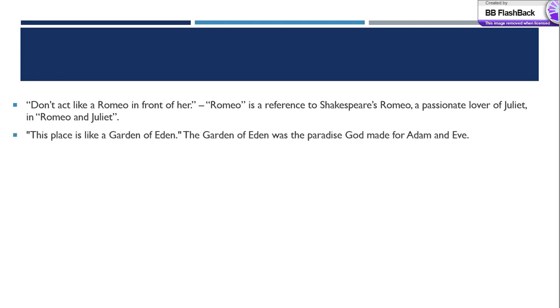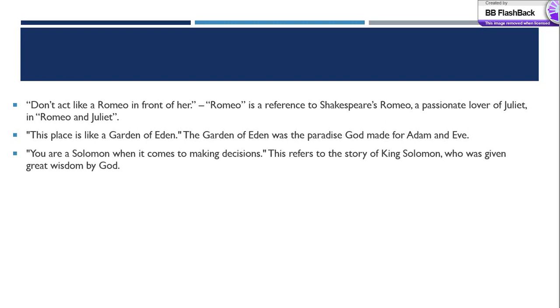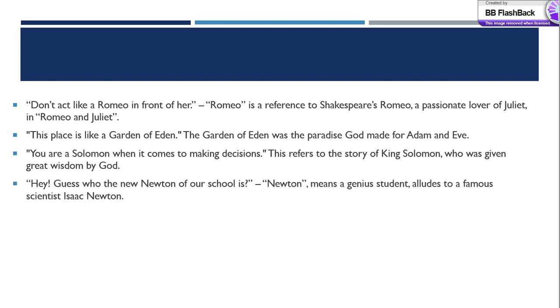Next is: this place is like a Garden of Eden. The Garden of Eden was the paradise God made for Adam and Eve. It is present in the Islamic religion and also in Christianity, and most people around the globe know this. Next is: you are a Solomon when it comes to making decisions. I mean you are a wise person. This refers to the story of King Solomon, who was given great wisdom by God. So this is an indirect reference to an event and a person.